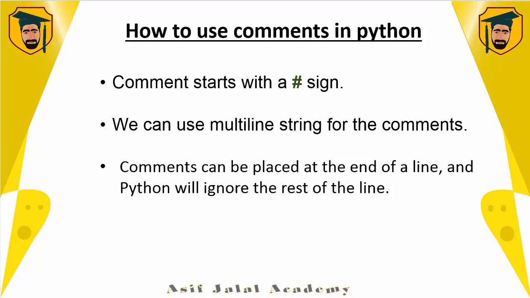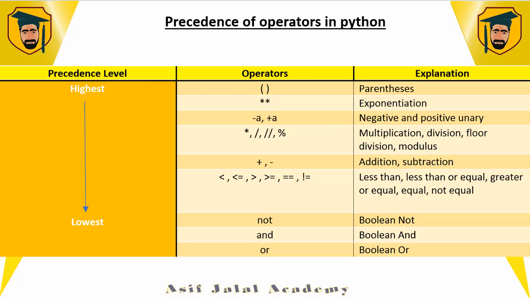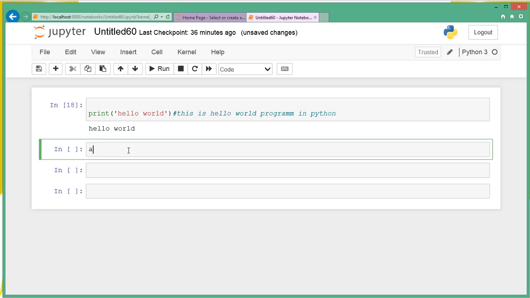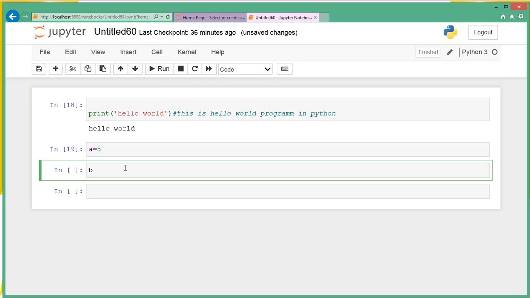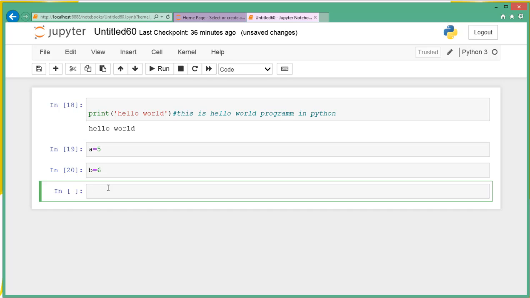Now let's discuss some operators in Python. Operators basically are used to perform operations on variables or the values of variables. There are multiple types of operators, but we will discuss some operators for the purpose of their order of evaluation. So if we write a equals 5, run this, b equals 6. Now I am using two variables, a has 5 and b has 6. So if I add them together, what is the result?